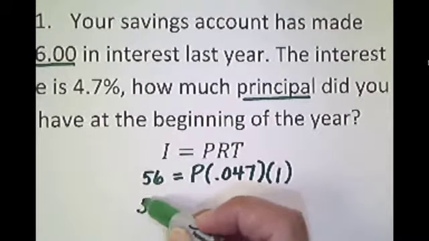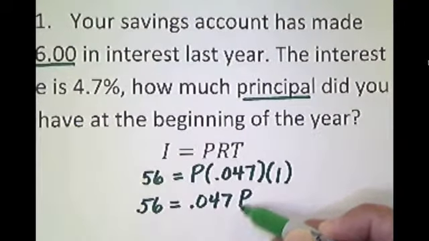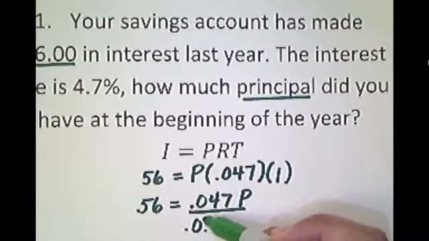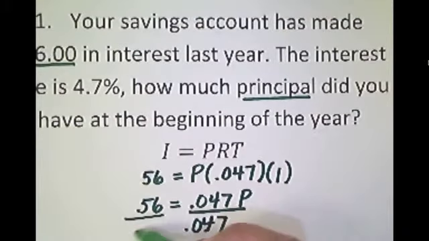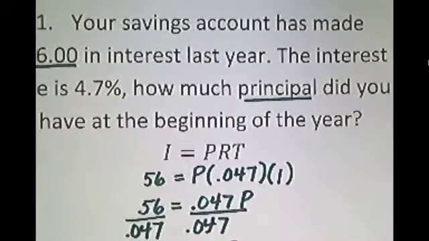What I have is 56 is equal to 0.047 times P. Anything multiplied has to be divided by both sides. After we do this division, we find out that our principal is $1,191.49. That is the amount that you had in your savings account before the year started, and at the end of the year, your account had made $56.